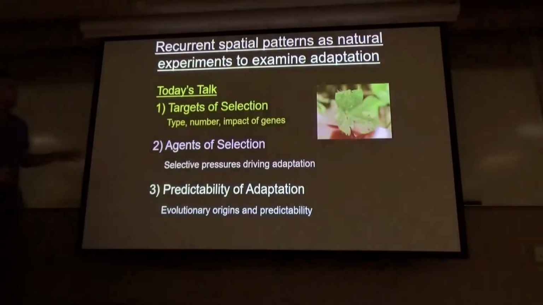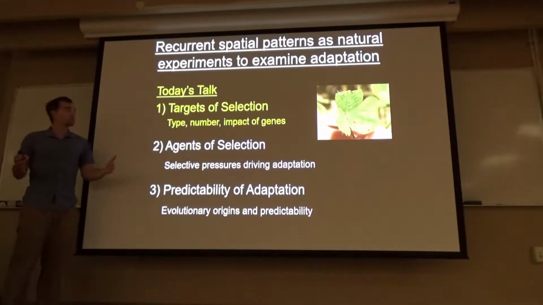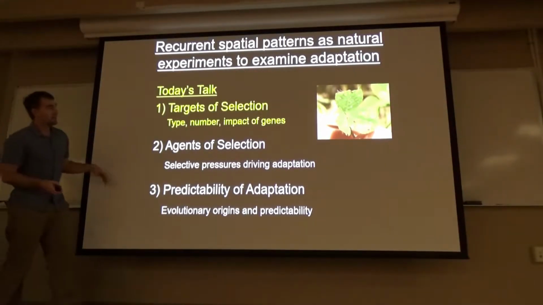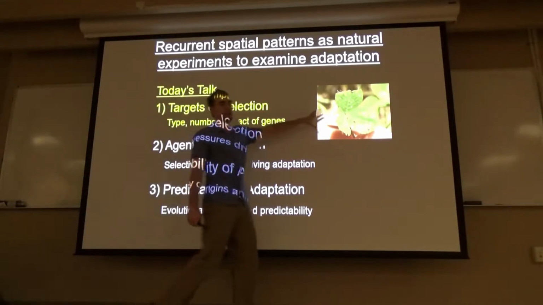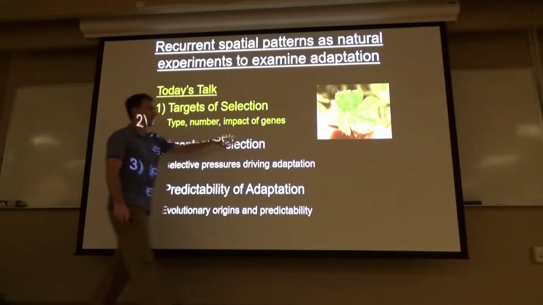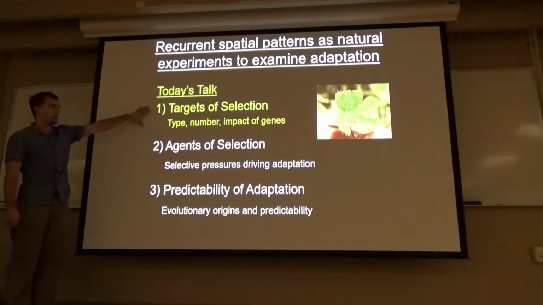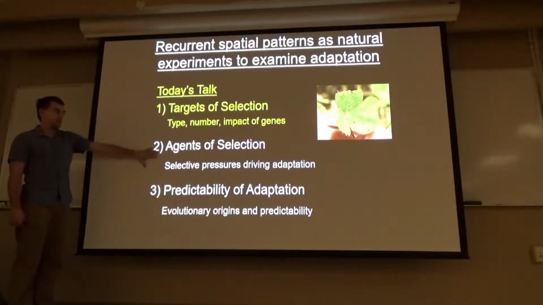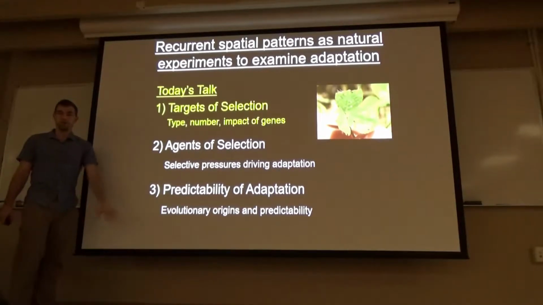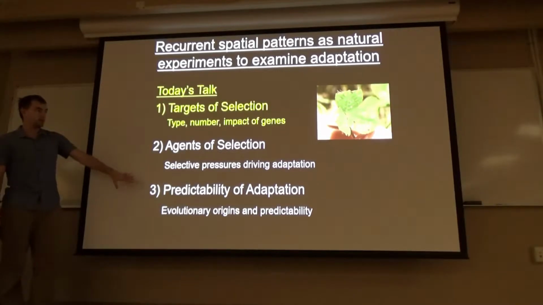And that's what I'm going to talk to you about today. How we can use these replicate ecological gradients in the context of this phenotype called cyanogenesis in white clover to answer some of those major questions about adaptation, about the targets of selection, the agents of selection, and the predictability of evolution in those populations.